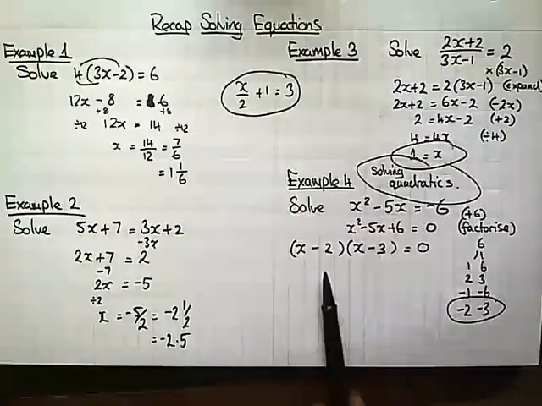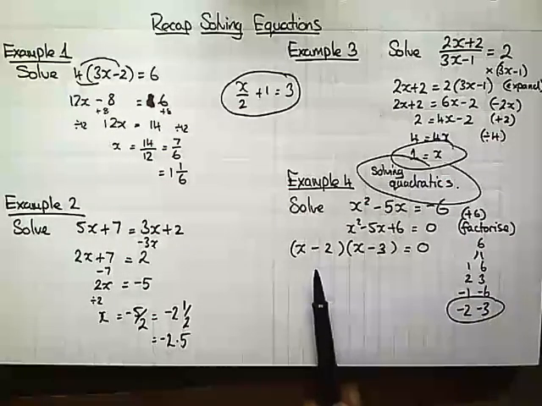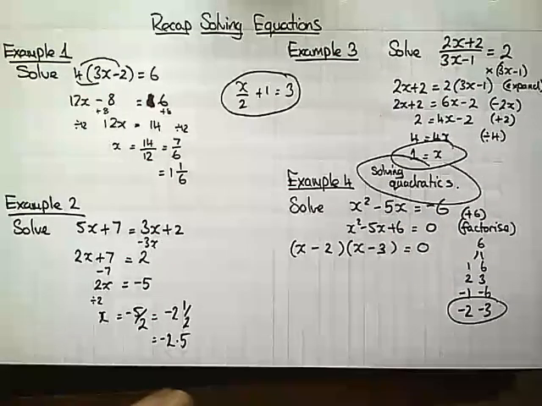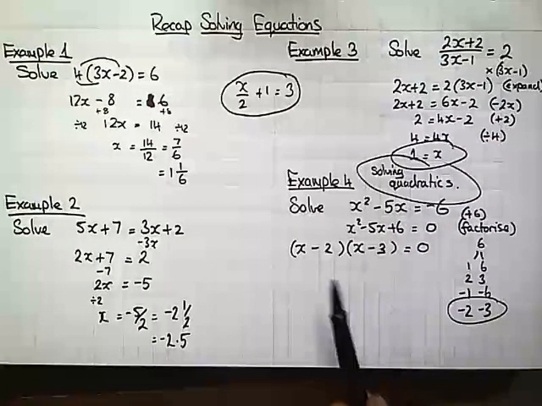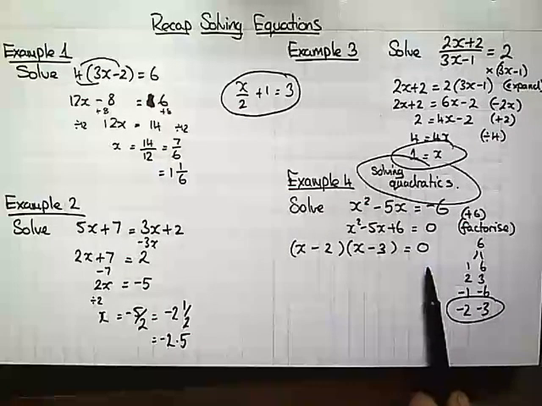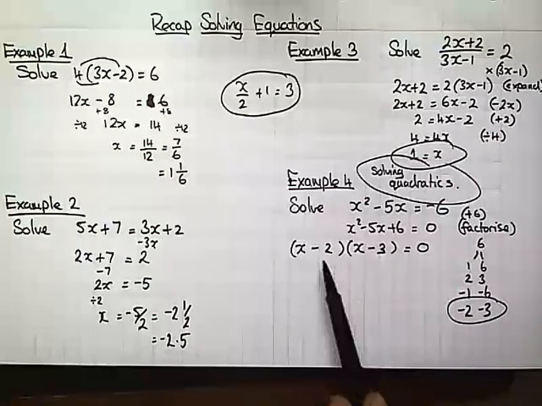Now I do need some solutions for x. I need to say what x could possibly be such that if I put it into this equation, it would get me minus 6. So what we say is actually these two brackets must multiply to make 0. But if they're multiplying to make 0, then one of these brackets must be equal to 0.